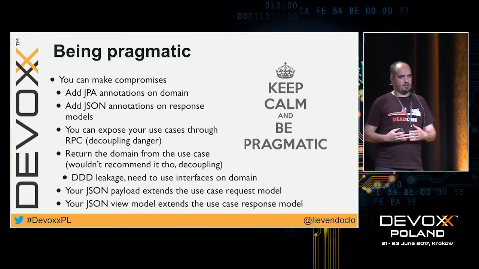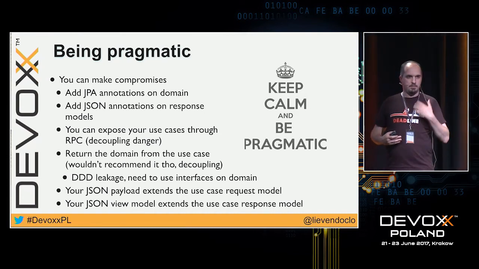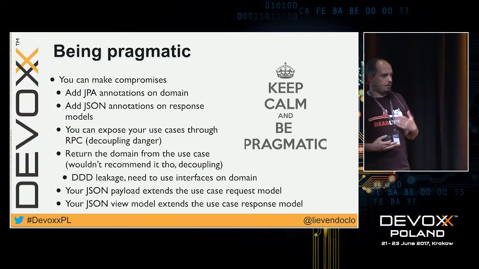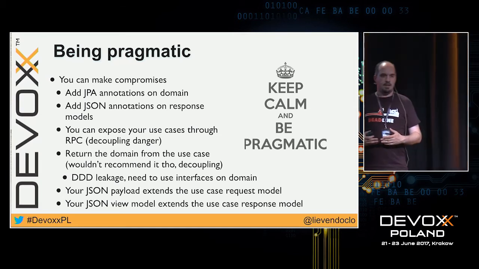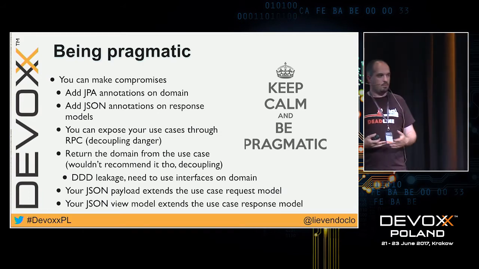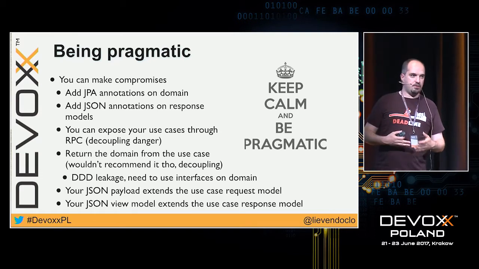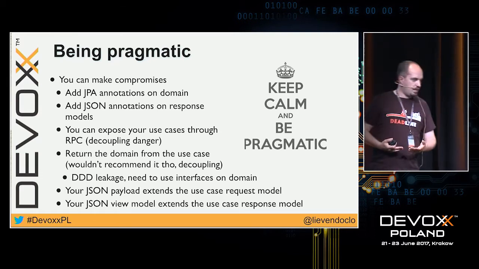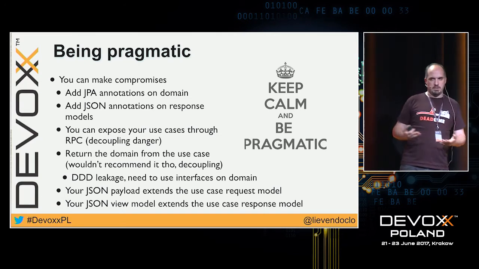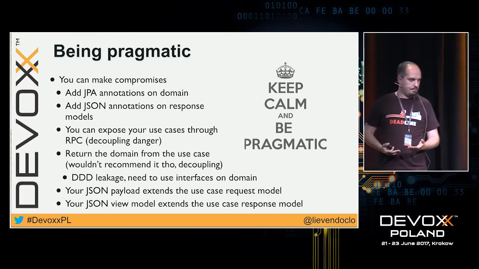For example, suddenly if you expose your domain through your use case, that means that if you don't use interfaces, they can use certain domain methods in your REST controller, which sometimes you do not want, because there you don't have really transactionality if you haven't chosen for that. So it's a bit of a danger when you do that, but it can be a compromise.